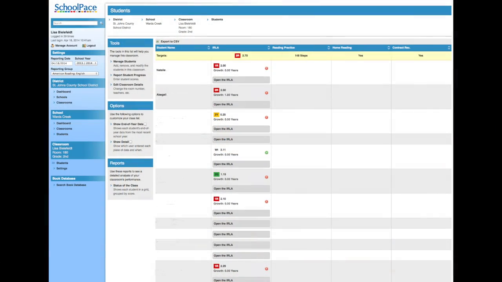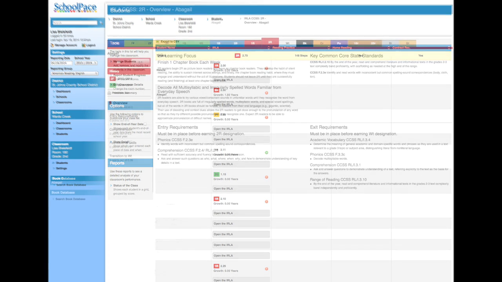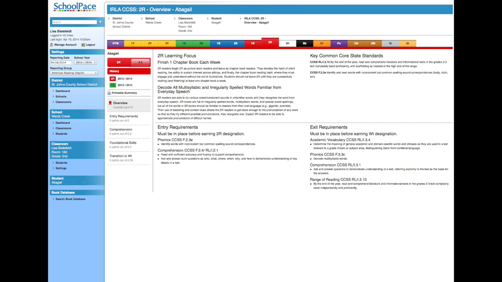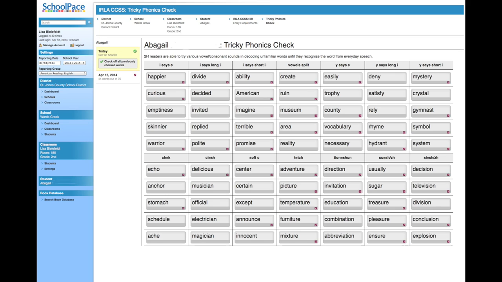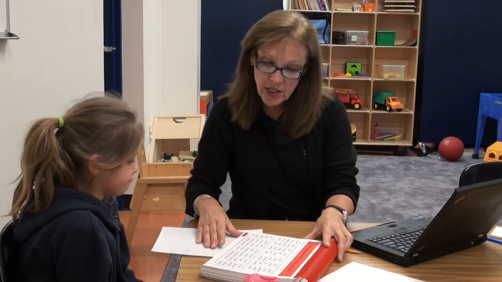So when I'm going to IRLA, I have my class list pulled up, and I'm going to click on 2R because that's the level we're working in. And then I'm going to click on entry requirements. And now I can pull up the tricky phonics word list that she is going to be reading out of the manual, and I will try to keep up with her and mark all the words that she reads correctly in IRLA as she goes.